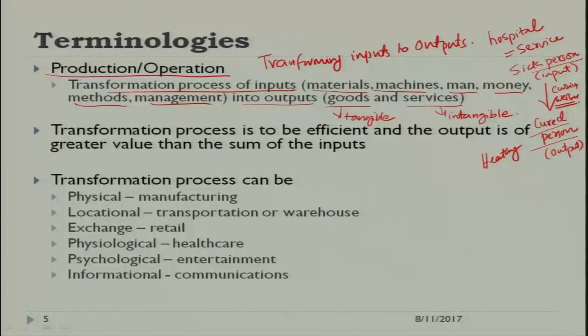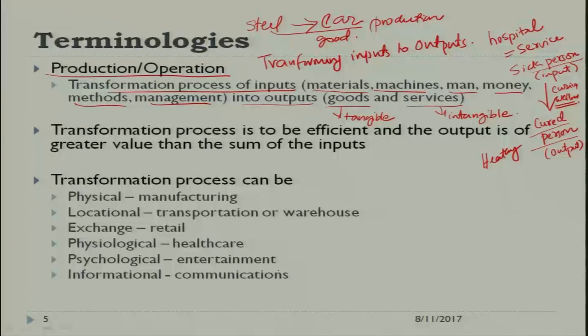Whereas, if you take steel and then, using the transformation process, you make a car, then this is actually called production. This is not a service, this is a good. A car is a good. Good means it's tangible stuff.